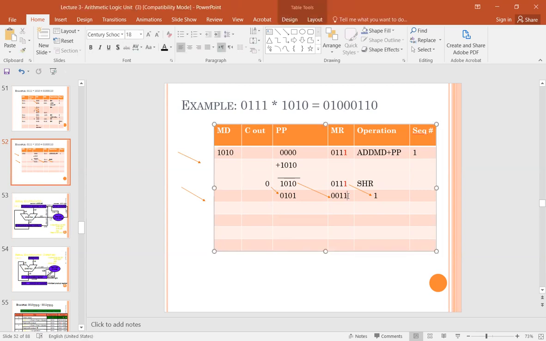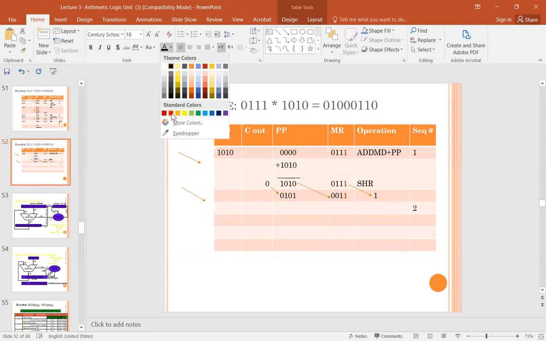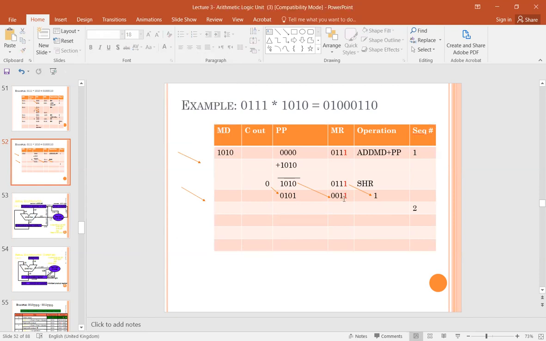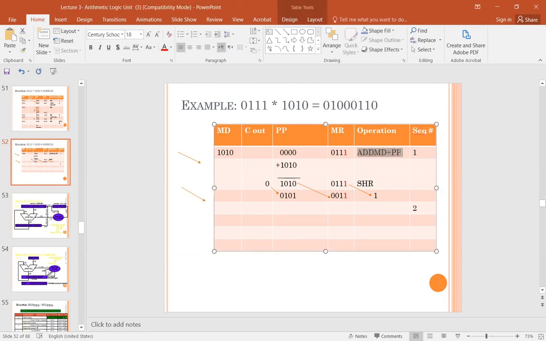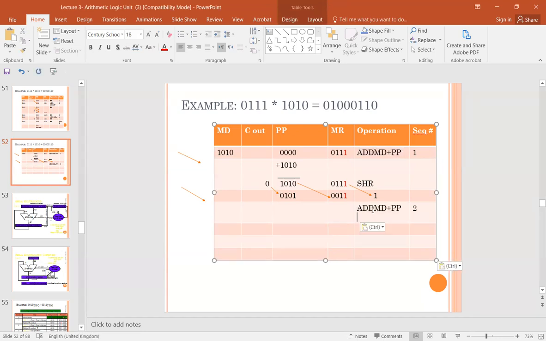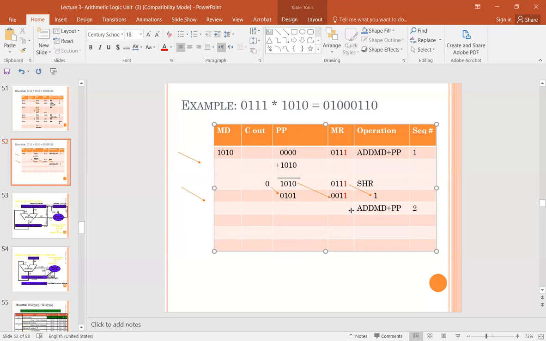So now for my second operation, I look at this bit, I find that this bit is also 1. Now it's 1, which means this is add multiplicand plus multiplier. And actually I will just say without the word add, this is confusing me, and just MD plus multiplier.